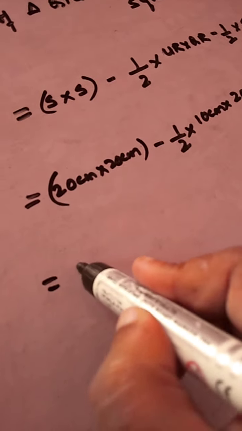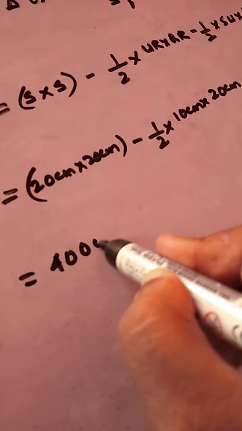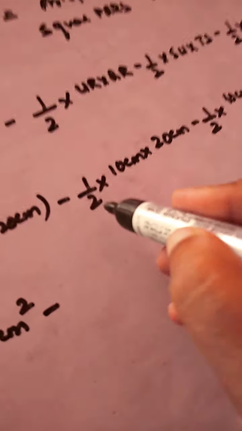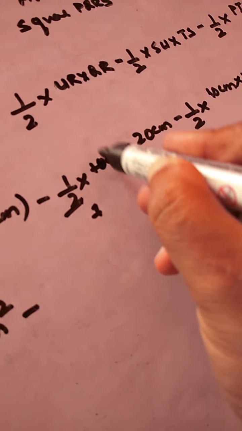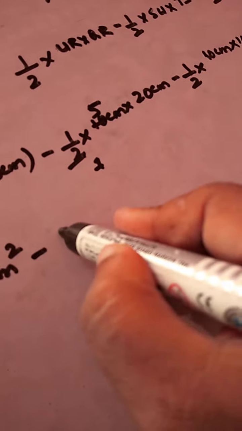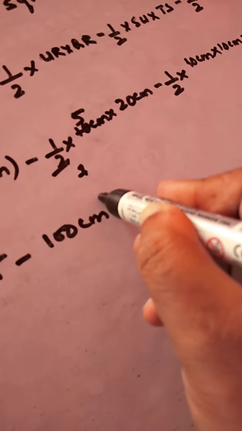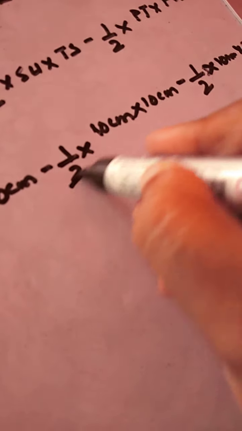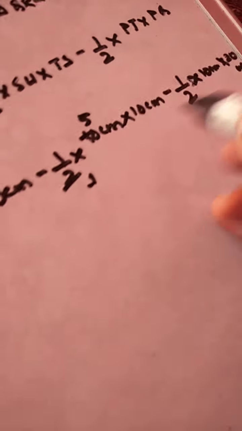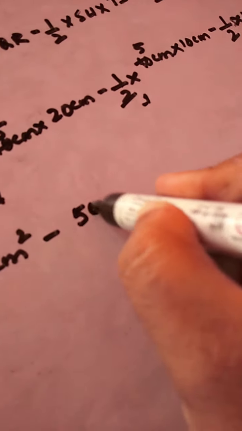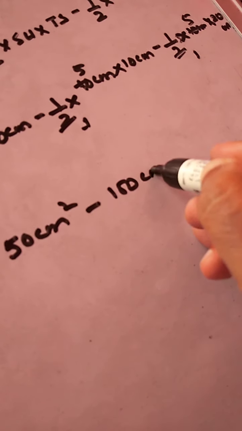Okay, now let's solve this. Now 20 into 20 is what? 400 centimeter square, isn't it? Now reduce this. 2 ones are 2, 2 fives are 10. So 5 20s is what? 100 centimeter square. Now reduce this also. 2 ones are 2, 2 fives are 10. So 5 into 10, 50 centimeter square. And what is the last one? 2 ones are 2, 2 fives are 10. 5 20s is what? 100 centimeter square.